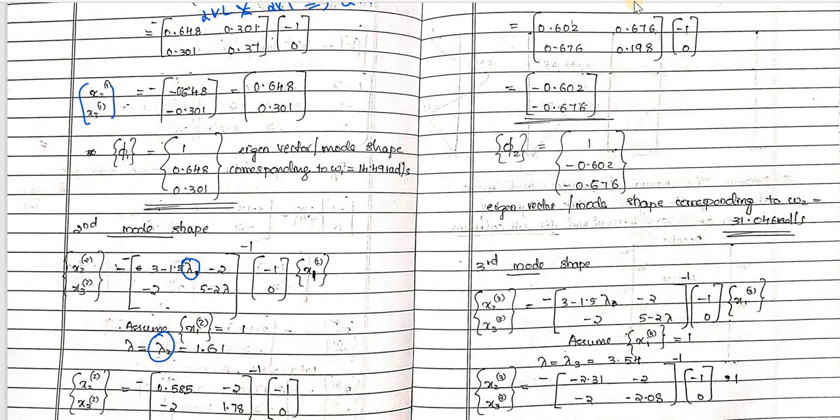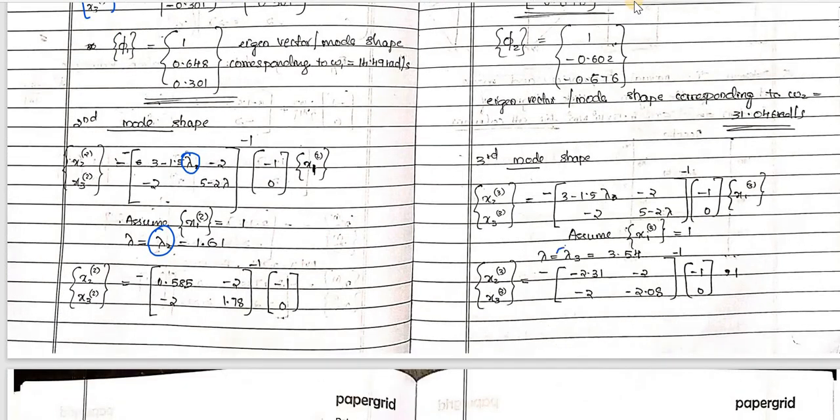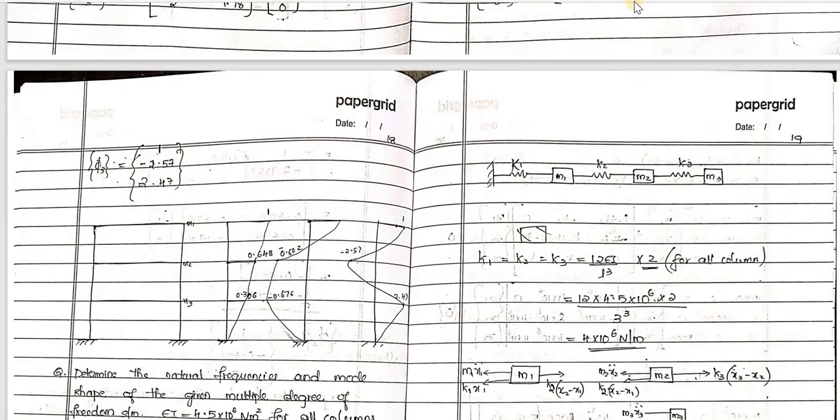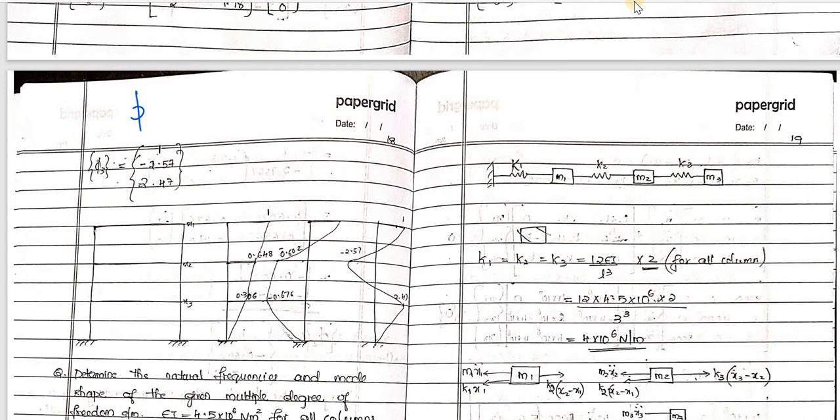Okay. Now the third one, what will be the change? Lambda will be our lambda 3. Again, all the terms I can assume phi is equal to 1 only. So likewise, I will be getting phi 3. So my phi matrix will be a combination of phi 1, phi 2 and phi 3.